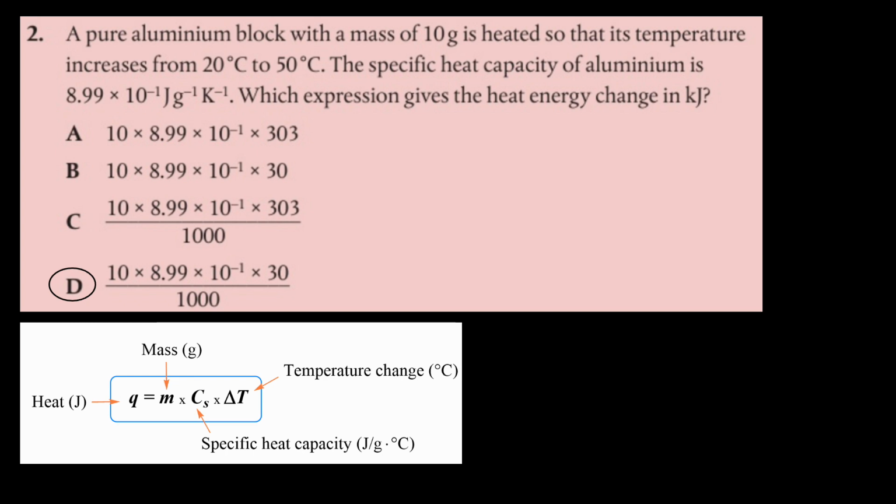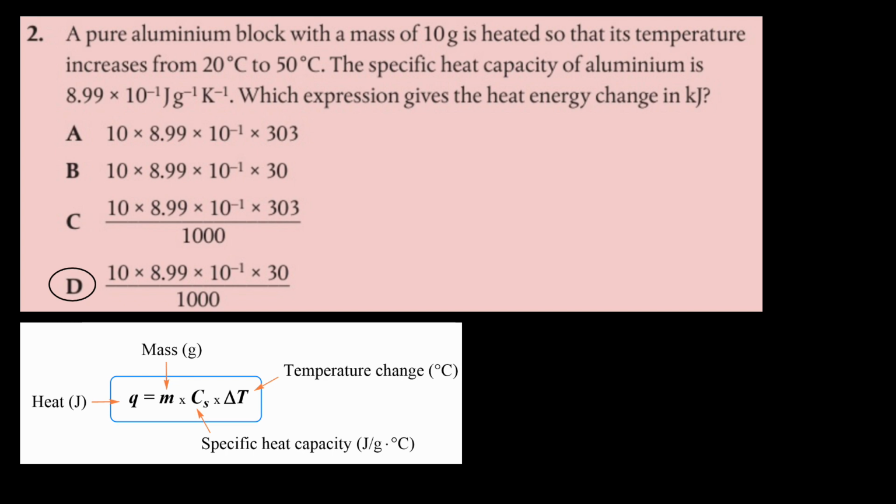A pure block of aluminum with a mass of 10 grams is heated so that the temperature rises 30 degrees Celsius. The specific heat capacity of aluminum is 8.99 times 10 to the negative first. Which expression gives the heat energy change in kilojoules?